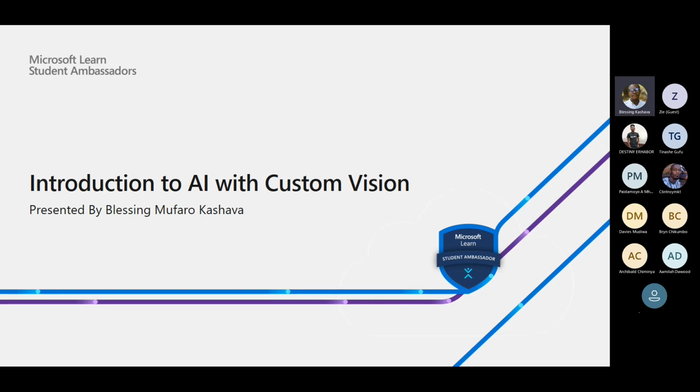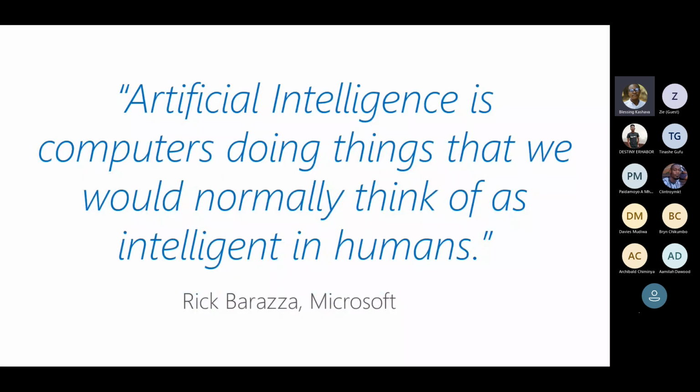Okay, thank you, Destiny. This workshop is on an introduction to artificial intelligence with custom vision. So, assuming no prior knowledge of AI, it's basically machines or computers that can make intuitive decisions based upon some set of training it undergoes. So, Rick Paraza from Microsoft mentioned that AI is computers doing things that we would normally think of as intelligent in humans.